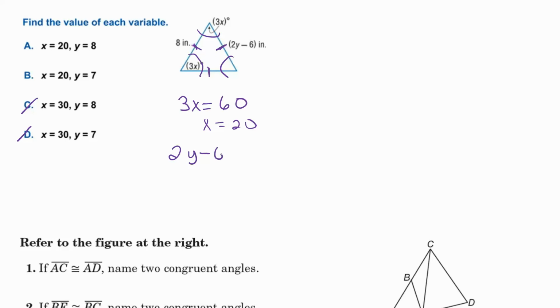We know that 2y minus 6 equals 8. 2y equals 14. And y equals 7.